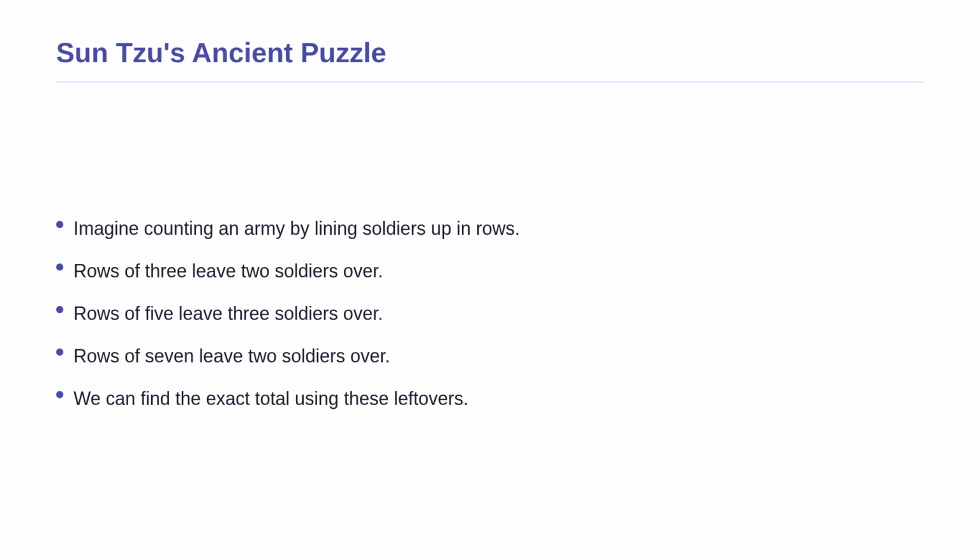Imagine you are an ancient general trying to count a massive army, but there are simply too many soldiers to count one by one. Instead, you ask them to line up in rows of three, and you notice two soldiers are left over. Then, you ask them to form rows of five, and three are left over. Finally, in rows of seven, two are left over. The Chinese mathematician Sun Tzu realized that by just knowing these leftovers or remainders and the sizes of the rows, you can figure out exactly how many soldiers you have. This theorem gives us the mathematical bridge to solve this exact puzzle.